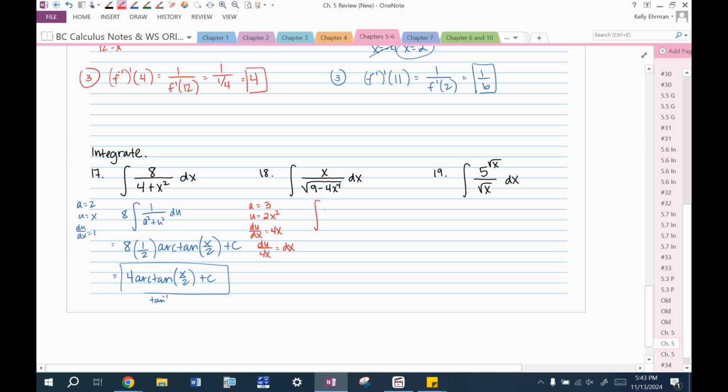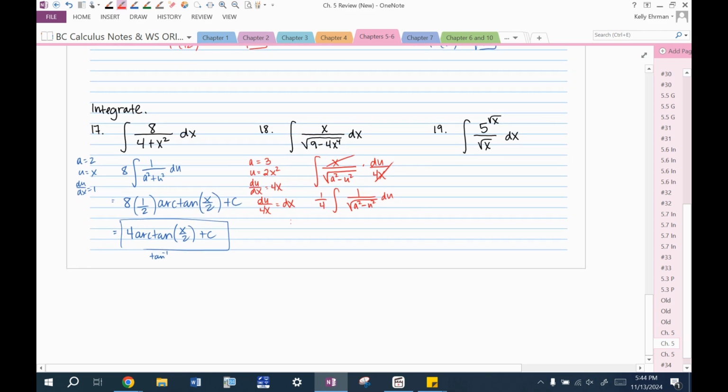So what do we have here? We have this x on top, which we're hoping will cancel. Square root of a squared minus u squared. Dx is du over 4x. So yeah, that x cancels with that one. There's a 1/4 out in front of my setup for inverse sine. All right, so the inverse sine formula does not have a 1 over a out in front. So it's 1/4 arc sine of u over a, so 2x squared over 3 plus c.